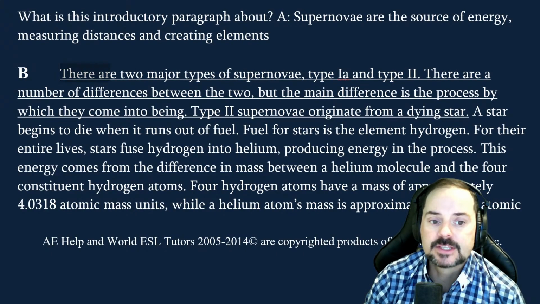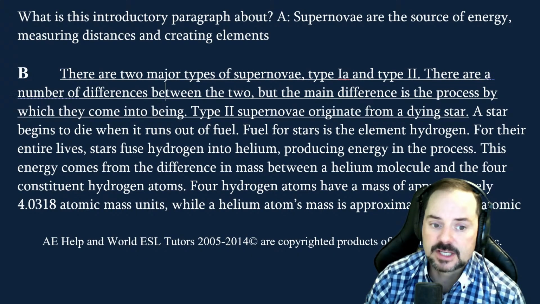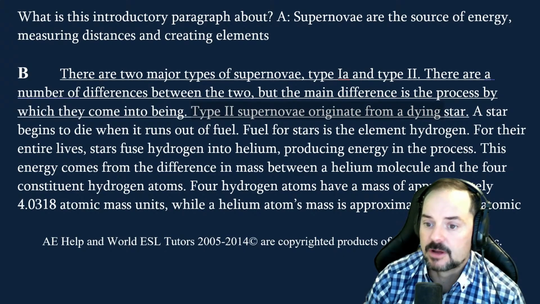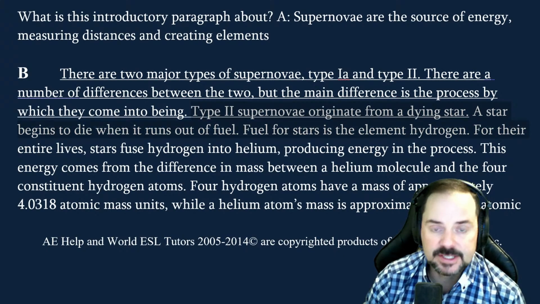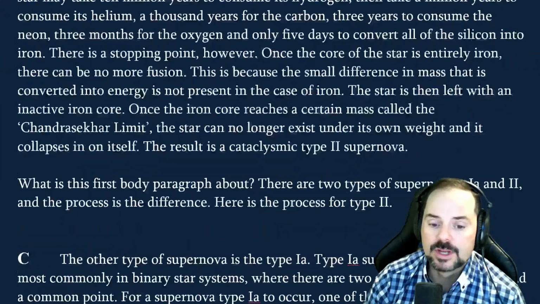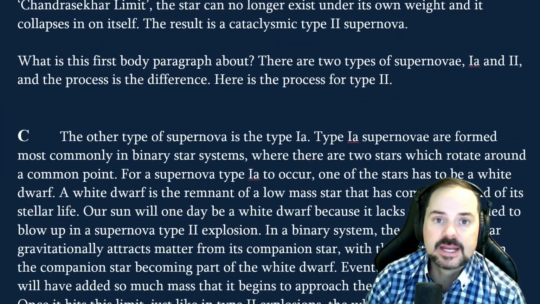So here it says there are 2 major types of supernovae, type 1A and type 2. There are a number of differences between the 2, but the main difference is the process by which they come into being. And then it starts in on the type 2. It says type 2 supernovae originate from a dying star. And then it explains that process. So what is this paragraph about? Just repeat after me, Yanni. What is this body paragraph about?